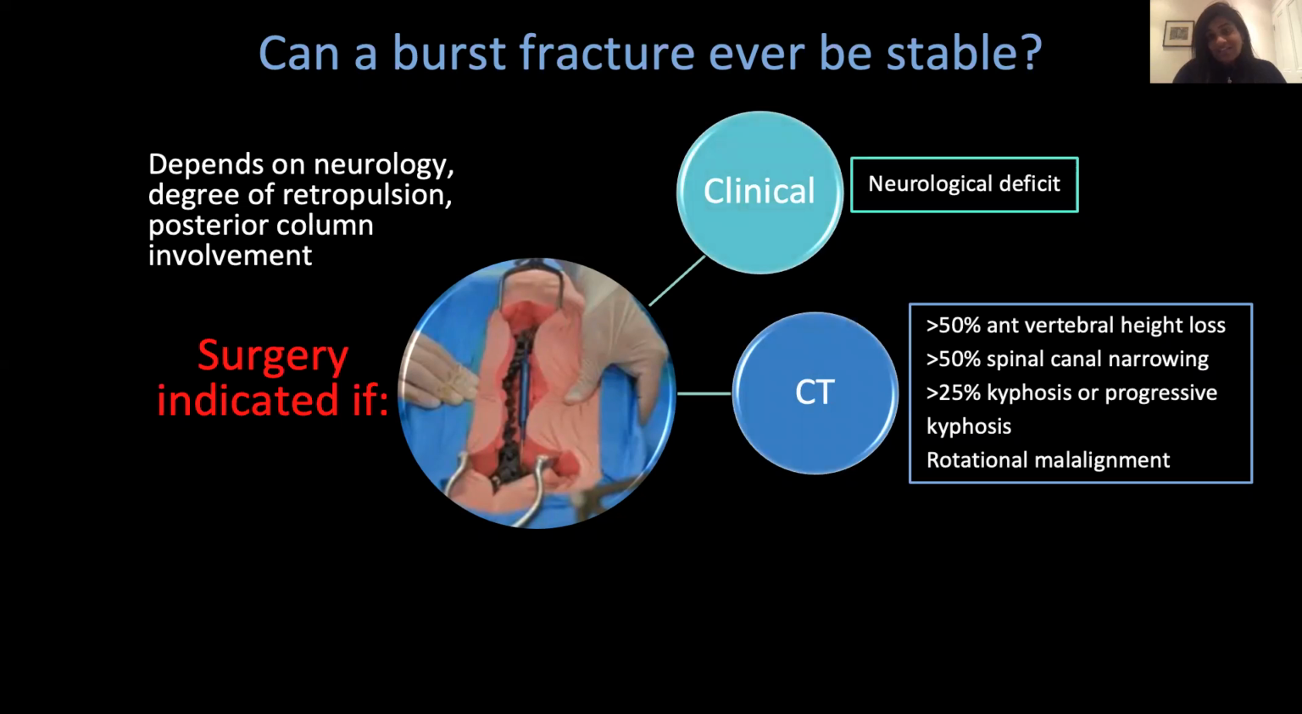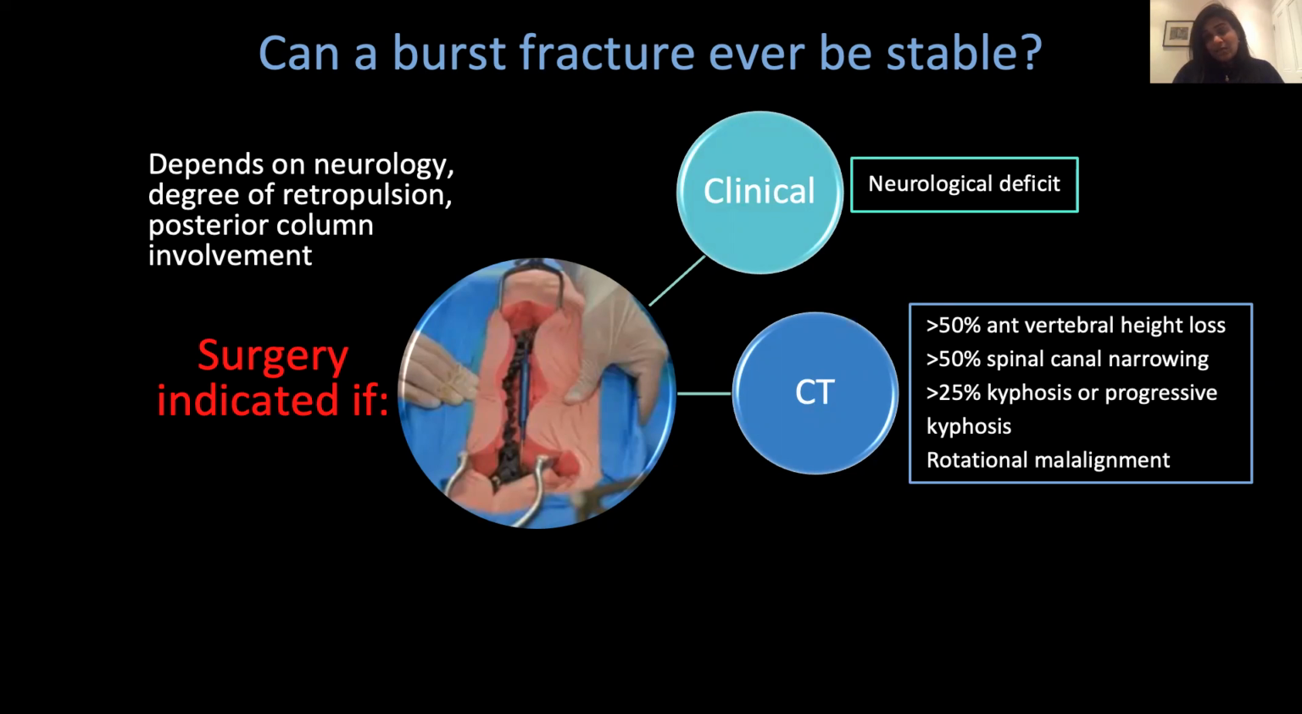CT findings, if there's greater than 50% anterior vertebral body height loss, because that is going to be predictive of developing a worse kyphosis. If there's already a kyphosis at that level that's greater than 20-25%. If there's a significant degree of spinal canal narrowing, obviously you will often know that by the patient's neurological status. And sometimes if there's rotational malalignment, because if there's a rotational fracture, that's often a sign that the fragment of bone is not going to reduce by itself or by simple ligamentotaxis.